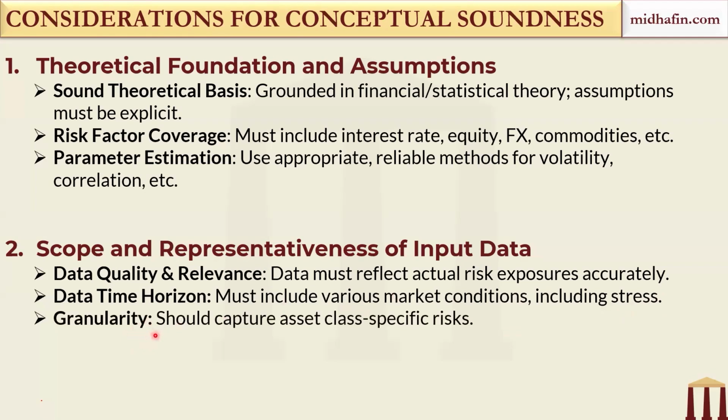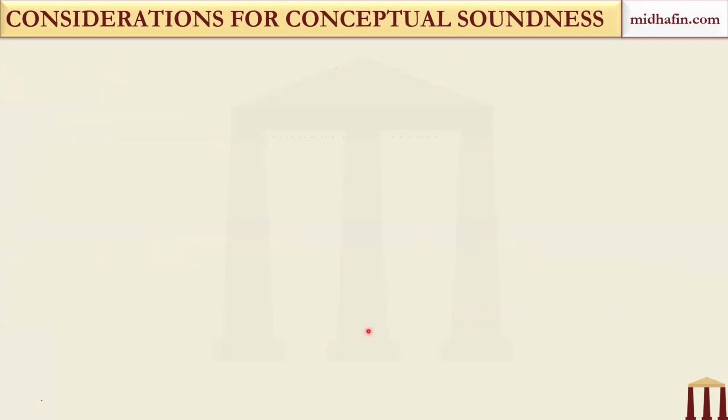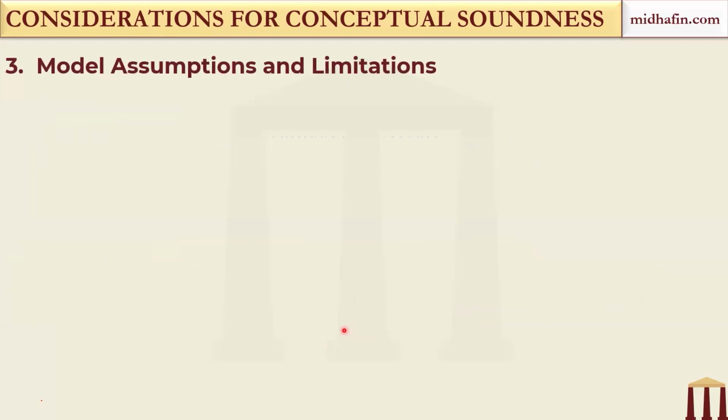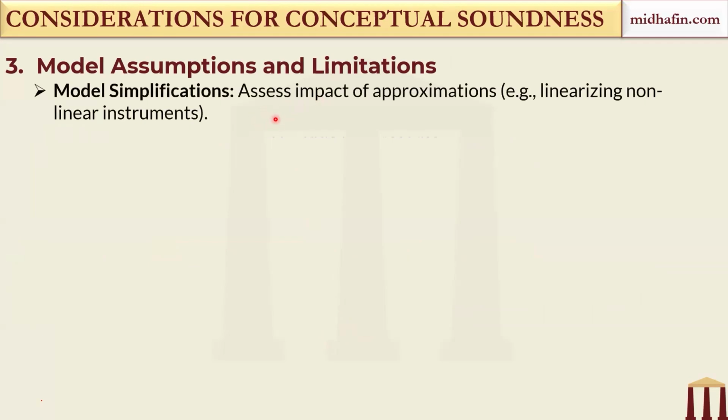Granularity matters too. You want enough detail in your input data to capture differences across various asset classes. You cannot just lump everything into one bucket and expect a useful result. Then we get into model assumptions and limitations. Many VAR models simplify things, like assuming linear instruments when they are actually not. These simplifications need to be understood and stress tested properly.